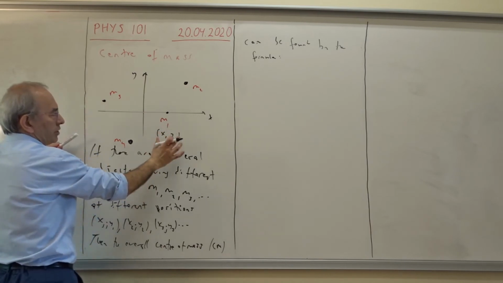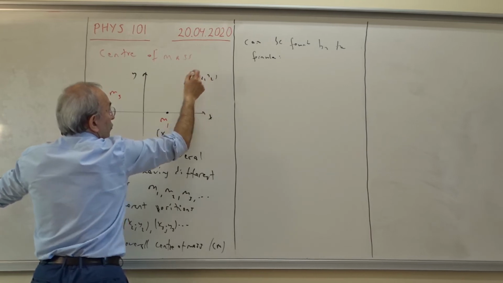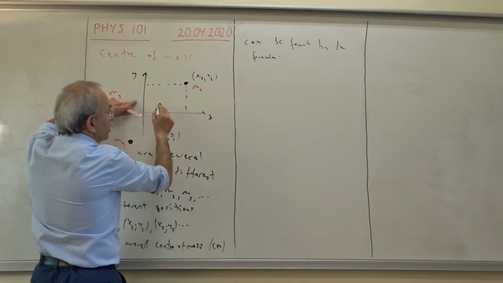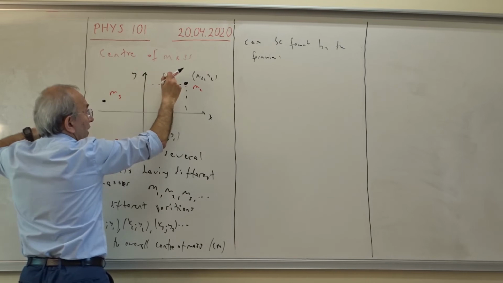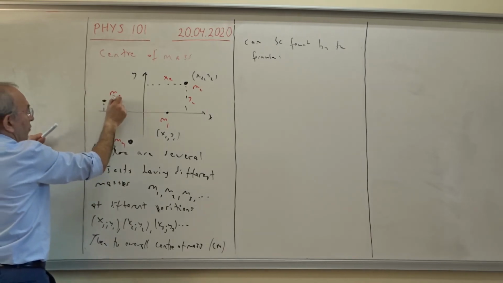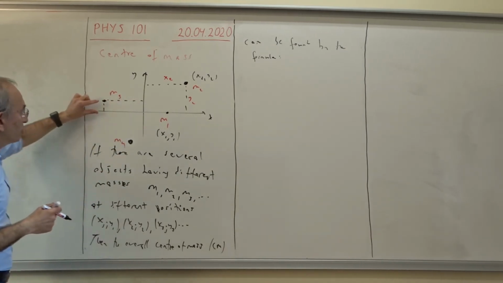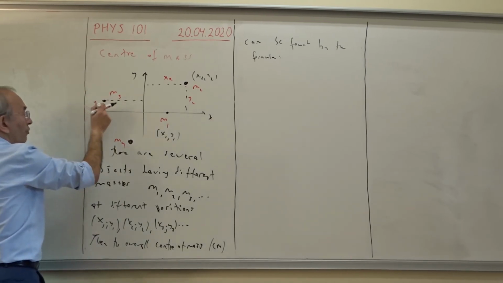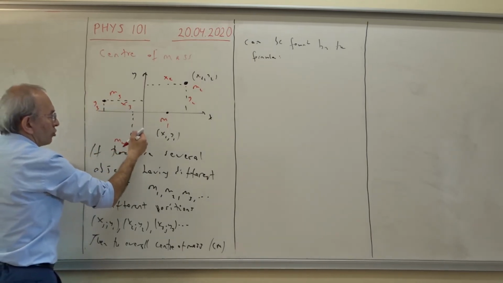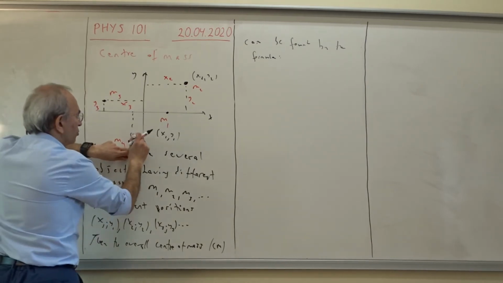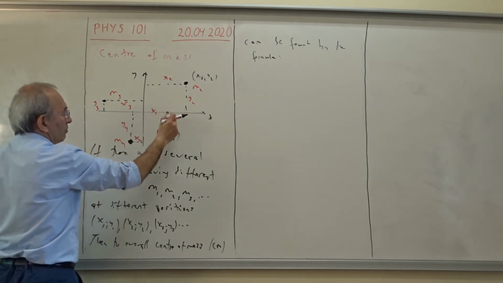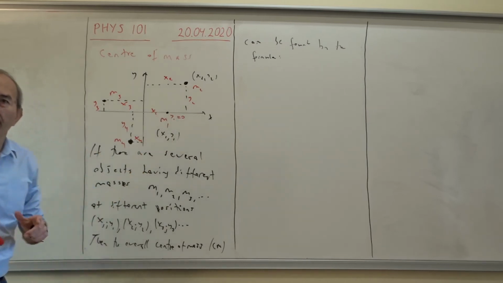So for instance, here we have x1, y1, and here x2, y2. If you join the particles with the axes, let me show one of them, this quantity is x2, that quantity is y2. Similarly for the third one, the shorter part is y3, this part is x3, and for the last one this part corresponds to x4, and that part y4. For m1, this part is x1, but y1 is just 0 because it is already on the axis.